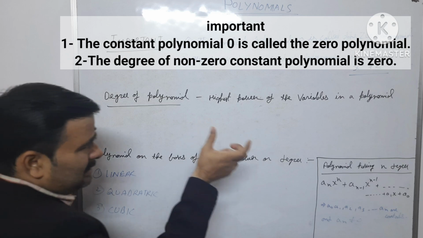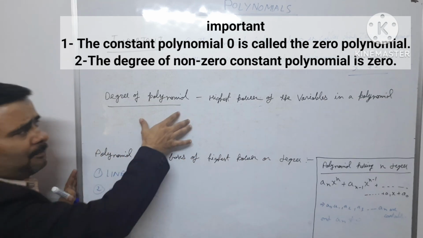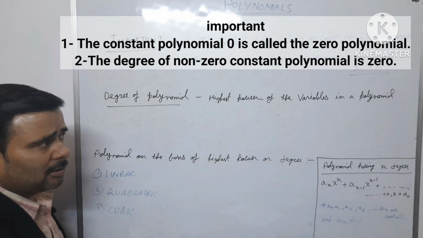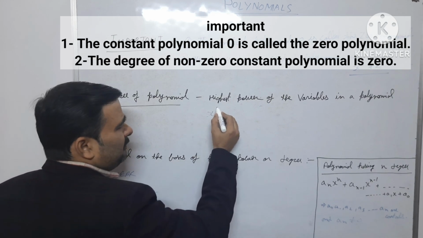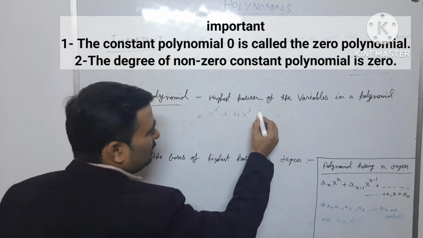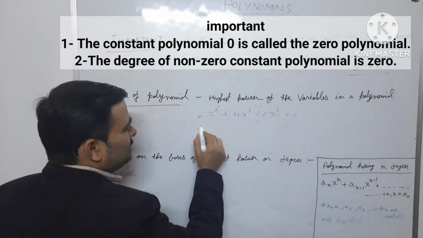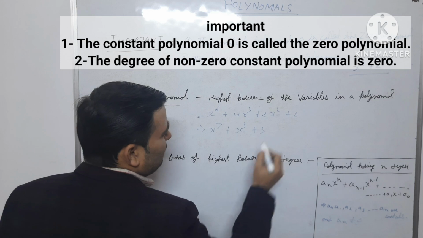Now a term arises, that is the degree of a polynomial. What is the degree of a polynomial? The degree of a polynomial is the highest power of the variable in a polynomial. Suppose we write a polynomial like x to the power 6 plus 4x to the power 3 plus 2x squared plus 2, or we write x to the power 7 plus x cubed plus 3.